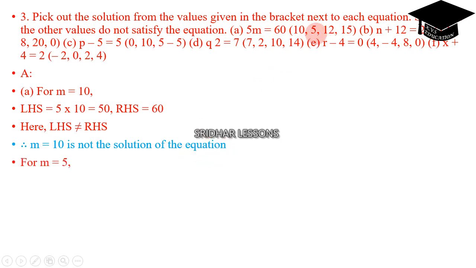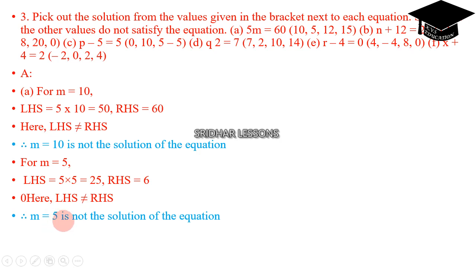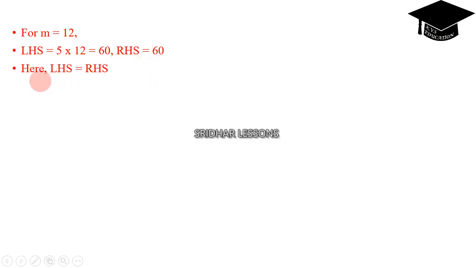Next, we will check with the next value, m is equals to 5. LHS is equals to 5m, that is 5 into 5, which is equals to 25, but RHS is equals to 60. Here LHS is not equals to RHS. Therefore, m is equals to 5 is not the solution of the equation. Next, we will take 12. For m is equals to 12, LHS is equals to 5 into 12, 5m is equals to 60, and RHS is equals to 60. Therefore, LHS is equals to RHS. That means m is equal to 12 is the solution of the equation.